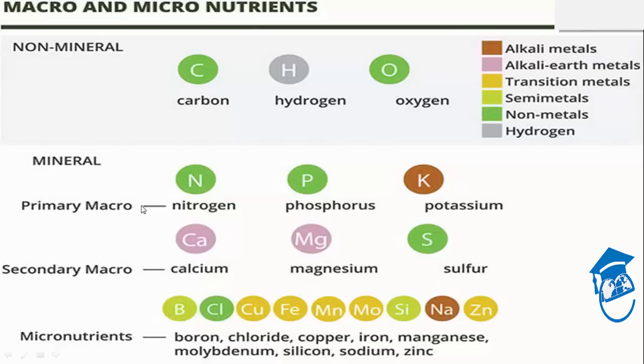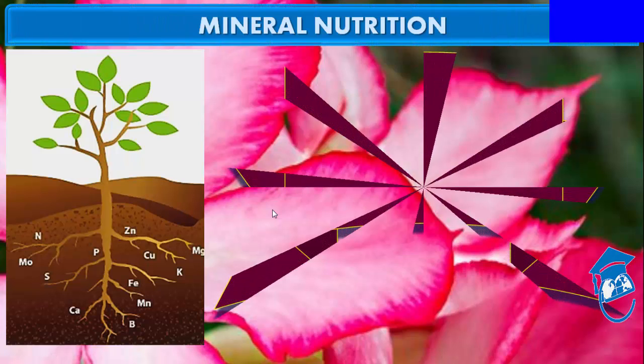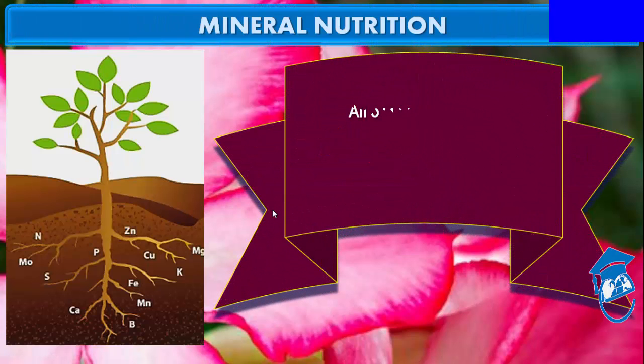And your primary are NPK, that is nitrogen, phosphorus and potassium. Secondary macro are calcium, magnesium and sulphur. And here these are your micronutrients. So students, mineral nutrition.